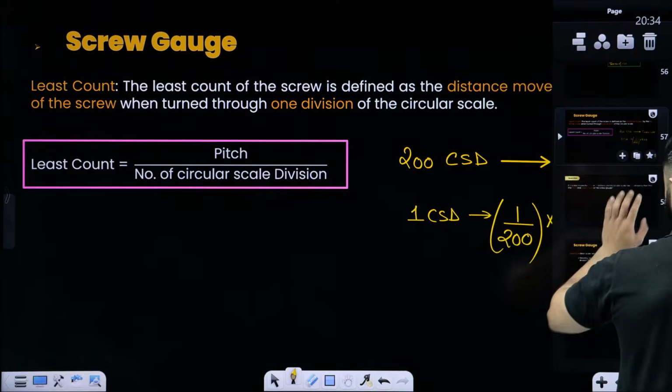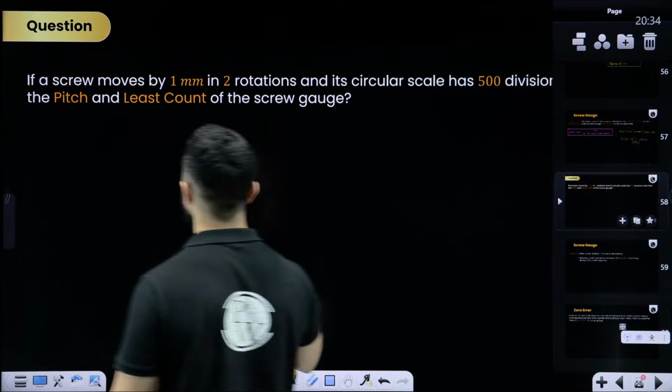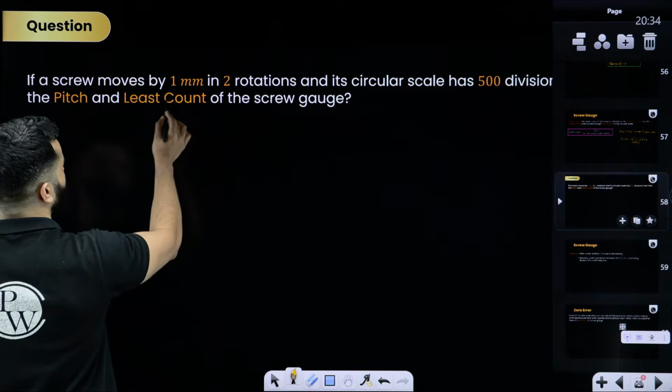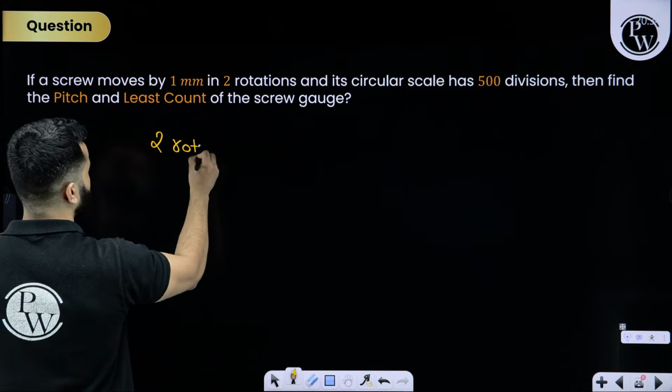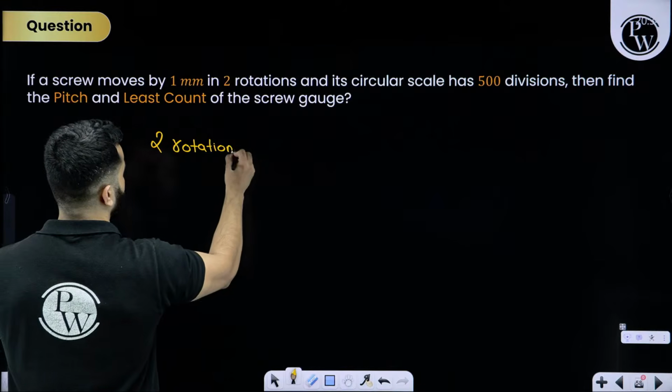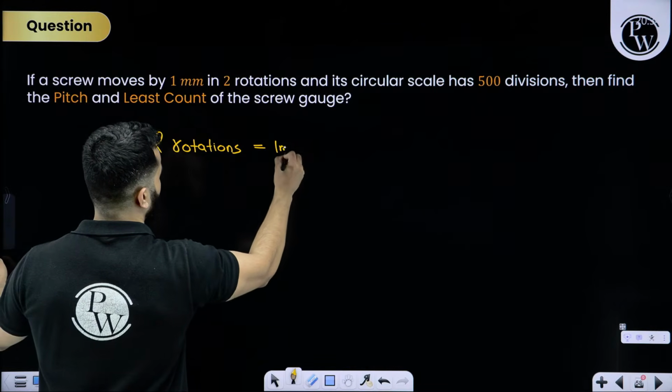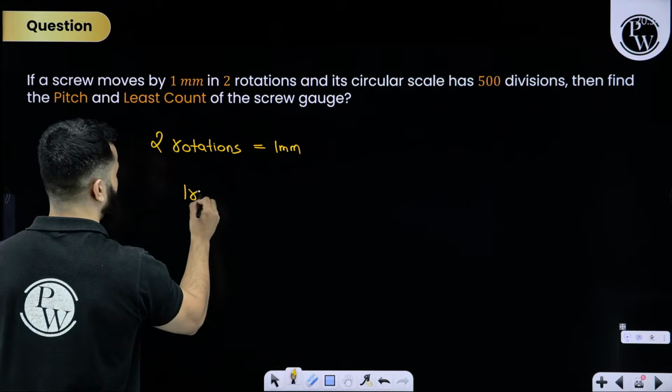Let me give you one example for this. Let's suppose someone says a screw moves 1 millimeter in 2 rotations. So that means in 2 rotations it moves 1 millimeter. So in one rotation, how much will it move?